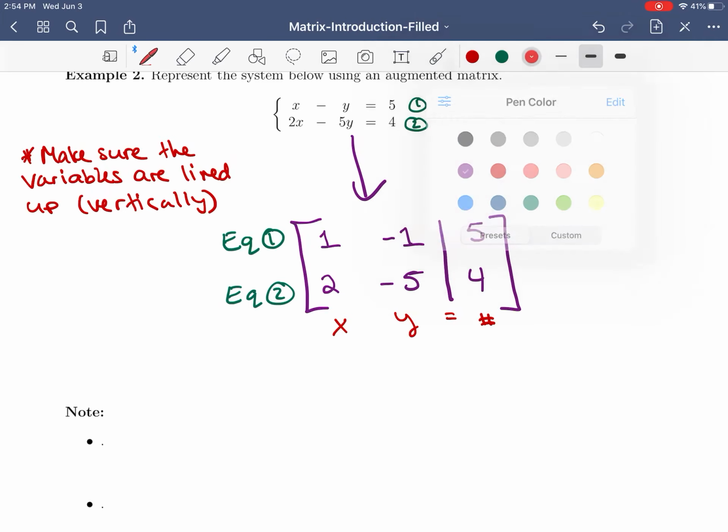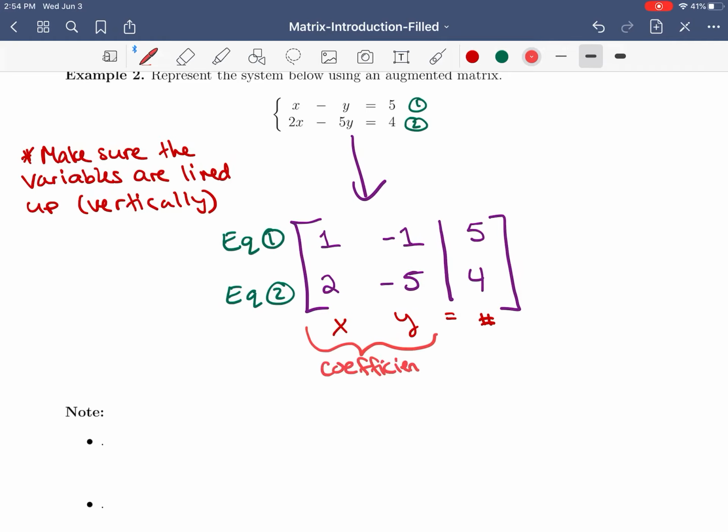Now, some extra terminology here. The part of the matrix to the left of the vertical line is called the coefficient side, whereas the part to the right of the vertical line is called the constant side or the augmented side. So that's how we turn it into a matrix.